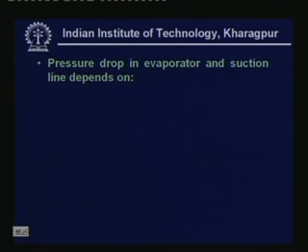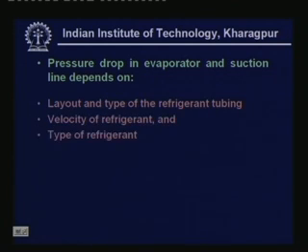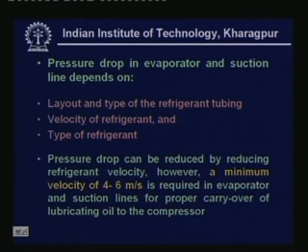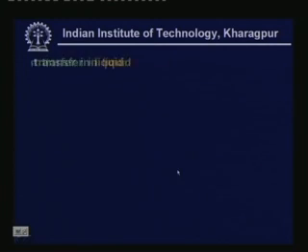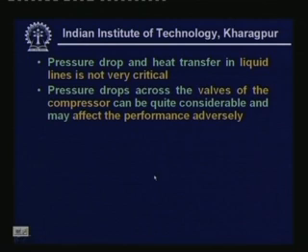Now pressure drop in evaporator and suction line depends on layout and type of the refrigerant tubing, velocity of refrigerant and type of refrigerant. And pressure drop can be reduced by reducing refrigerant velocity. However, a minimum velocity of 4 to 6 meters per second is required in evaporator and suction lines for proper carryover of lubricating oil to the compressor. That means you have to maintain a certain minimum velocity, even though reduction in velocity reduces the pressure drop. We also see that pressure drop and heat transfer in the liquid line is not very critical, and pressure drop across the valves of the compressor can be quite considerable and may affect the performance adversely.